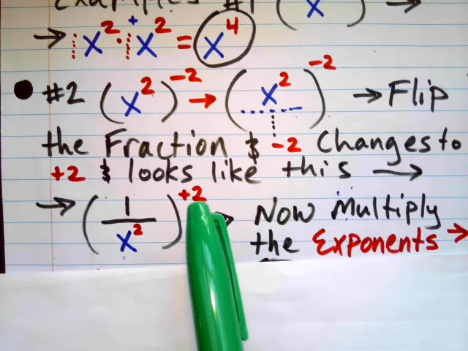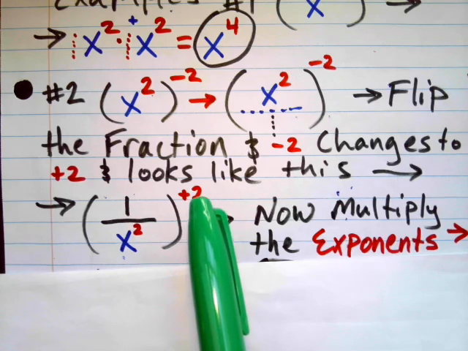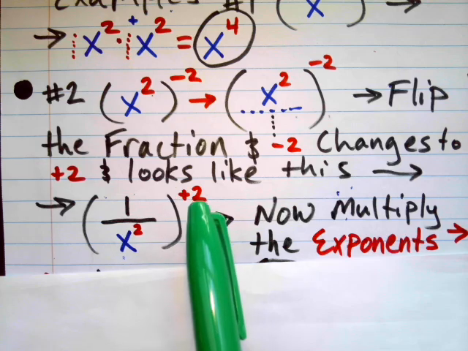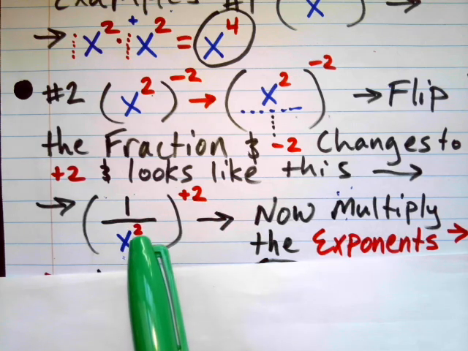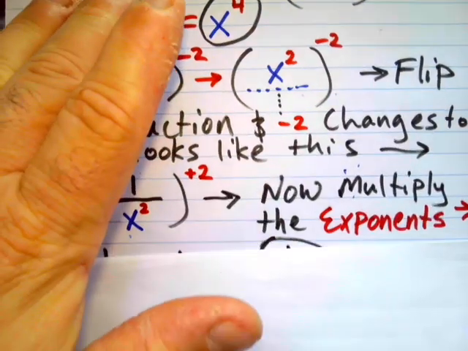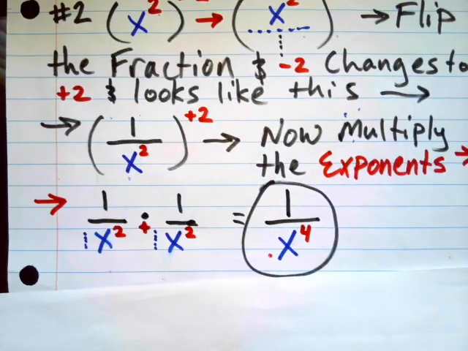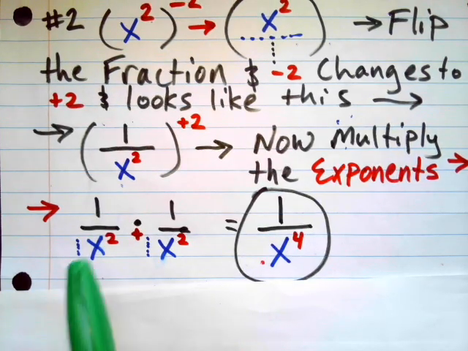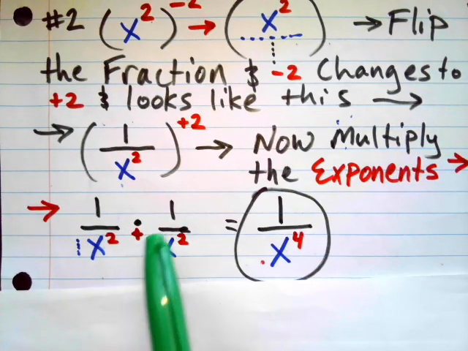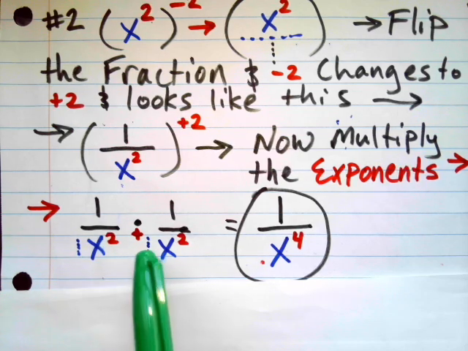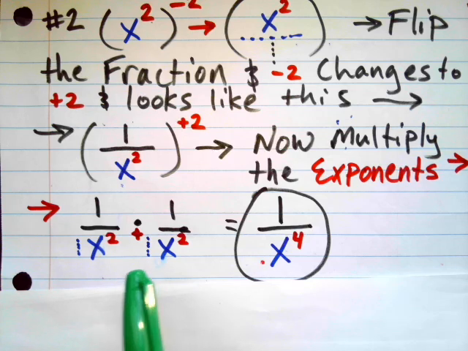So what does this mean? Well, this means a positive 2. It means 1 over x squared times itself twice. So 1 over x squared times 1 over x squared. And now you're just going to simplify and multiply this problem through. And I'm showing you that here. 1 over x squared times 1 over x squared. I'm going to show my invisible ones in front of those x's. It just makes life so much easier.